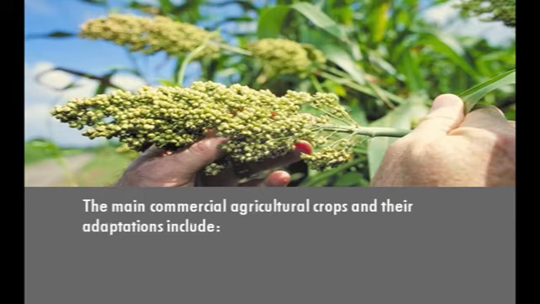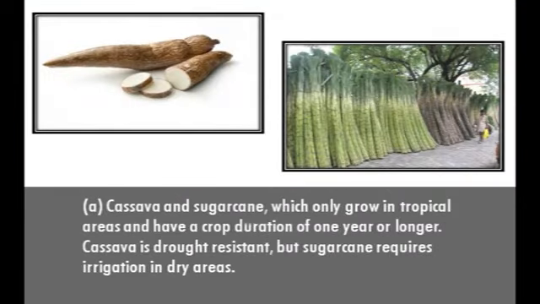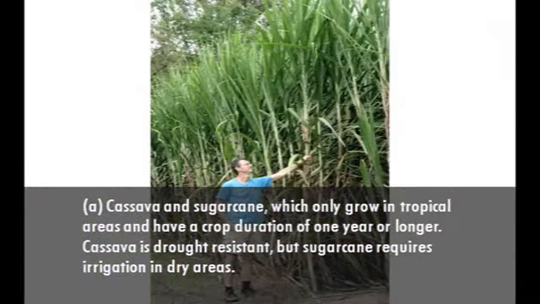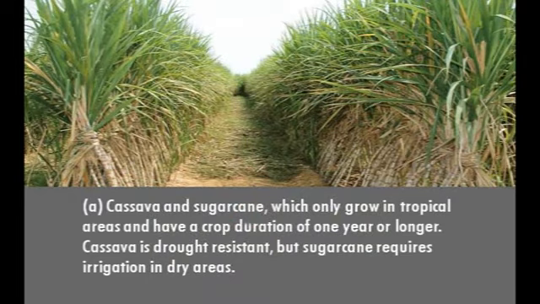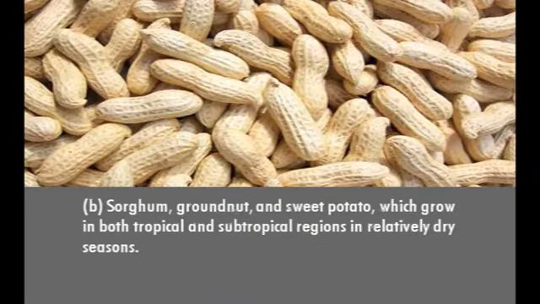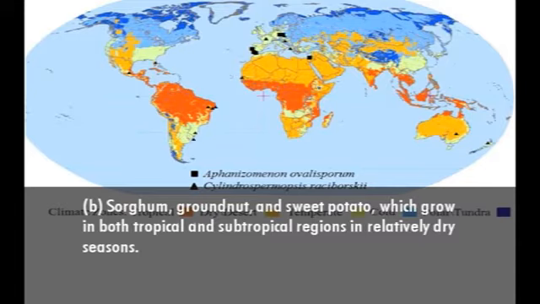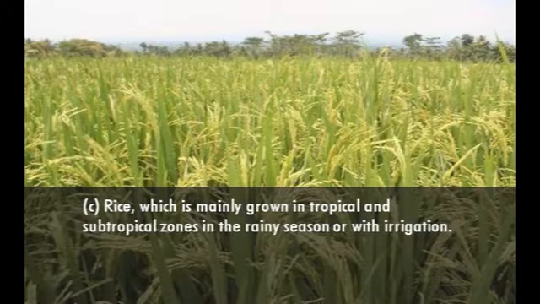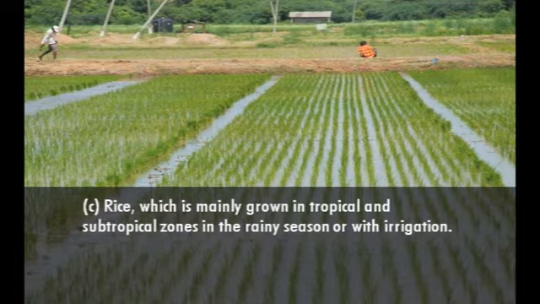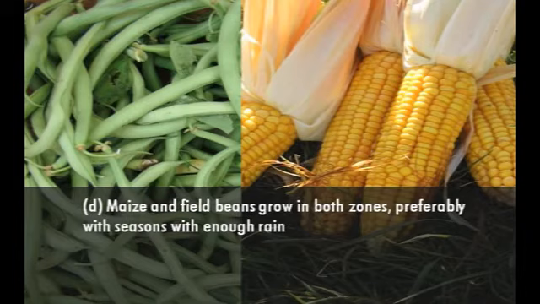The main commercial agricultural crops and their adaptations include cassava and sugarcane, which only grow in tropical areas and have a crop duration of 1 year or longer. Cassava is drought resistant, but sugarcane requires irrigation in dry areas. Sorghum, groundnut, and sweet potato grow in both tropical and subtropical regions in relatively dry seasons. Maize and field beans grow in both zones, preferably with seasons with enough rain.